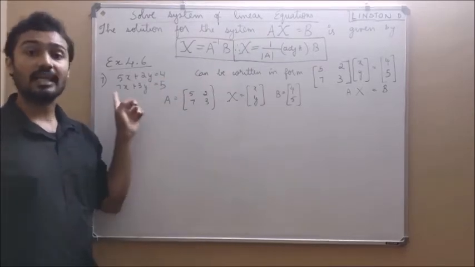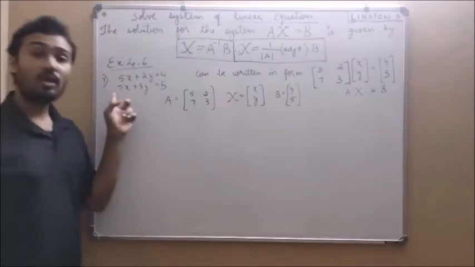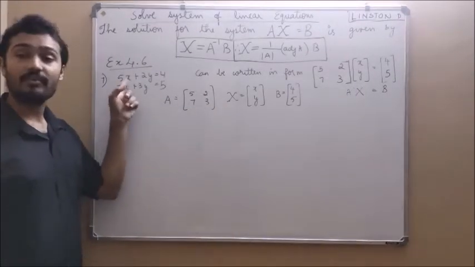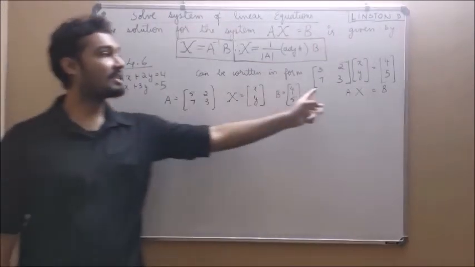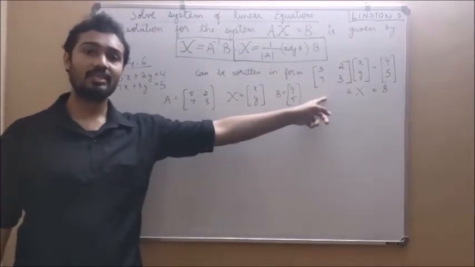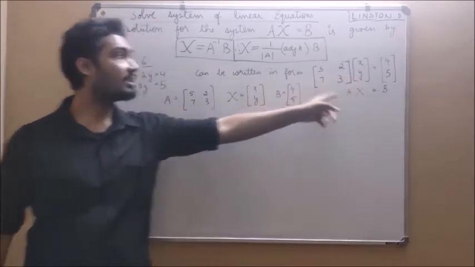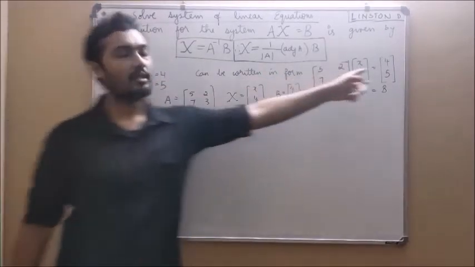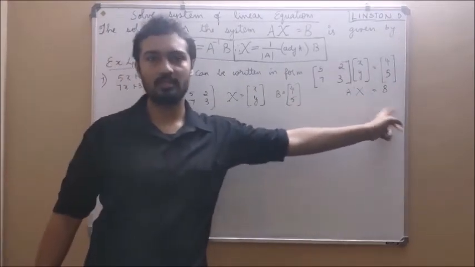How to write it? Write the coefficient matrix first, as A. So what are the coefficients here? 5, 2. Next, 7, 3. So we wrote the coefficients. Next write the variables x, y, which is equal to the right side, 4, 5, the constants. So this is of the form Ax equal to b.